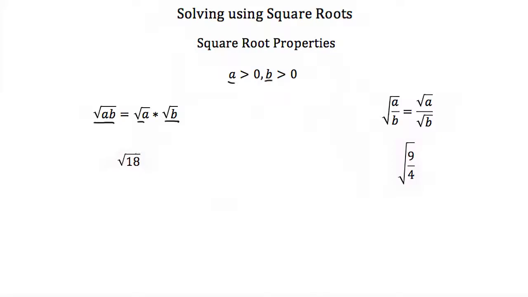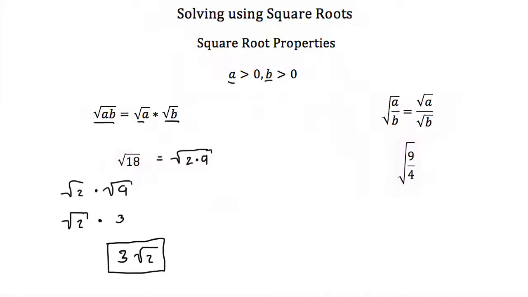So if we have the square root of 18, you can think of this as the square root of 2 times 9. And the square root of 2 times 9 is the same as the square root of 2 times the square root of 9. Well, we know the square root of 9 is just 3. But the square root of 2 is some irrational decimal, so we'll leave it as the square root of 2. So 3 times the square root of 2 is our answer, just 3 root 2.